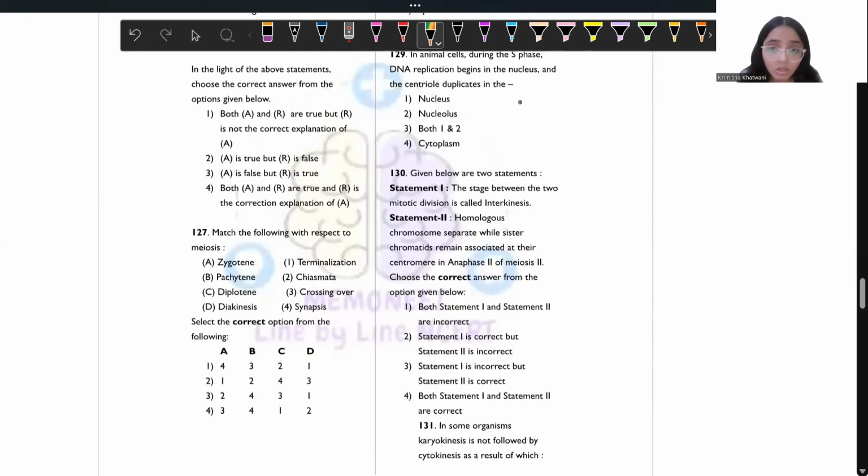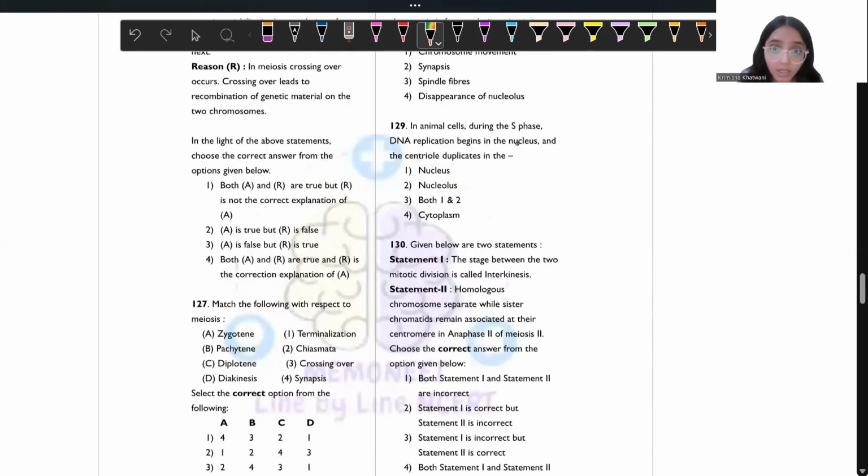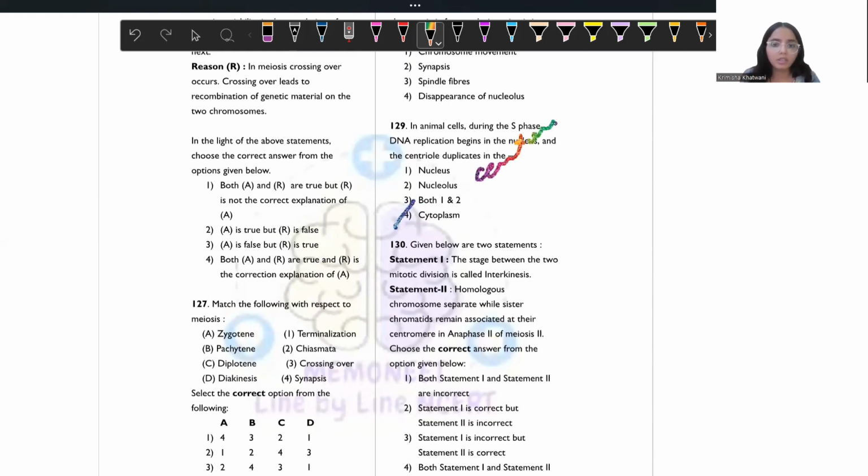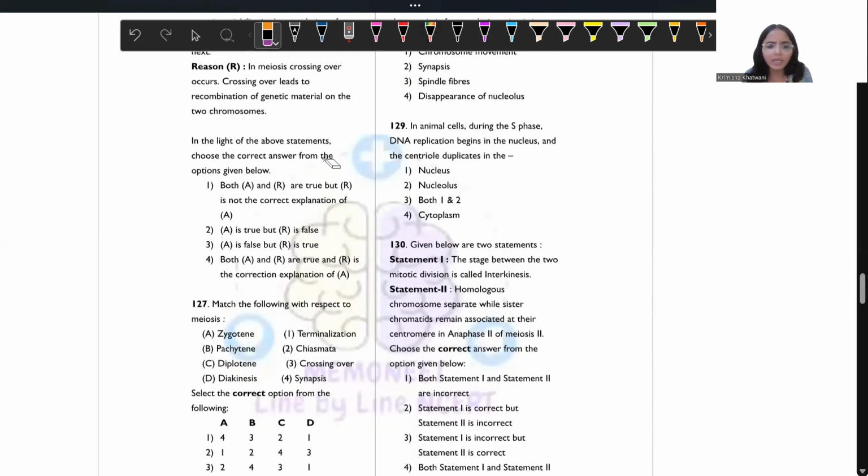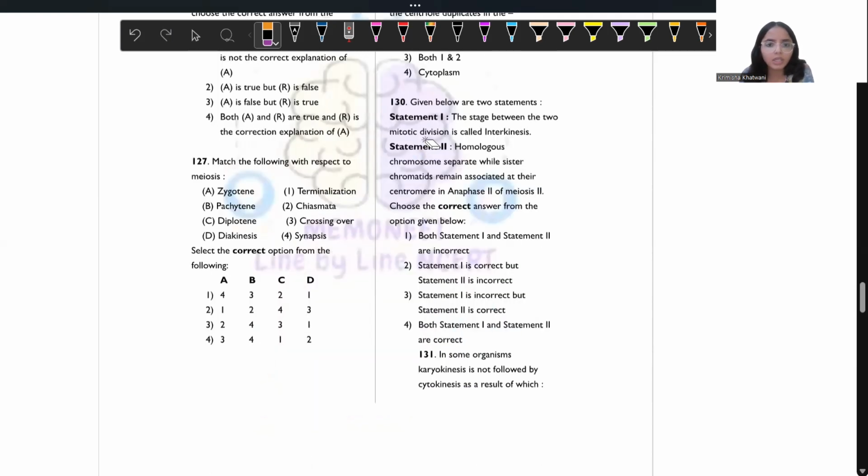129. In animal cells during the S phase, DNA replication begins in the nucleus and centriole duplicates in the cytoplasm. Centriole is present in the cytoplasm and will indeed duplicate in the cytoplasm only. I don't know why they have asked this question. If one gets this question wrong, it's a blunder. You know centriole is in the cytoplasm, it will duplicate there only. It won't go to the nucleus and duplicate. Let's see 130.